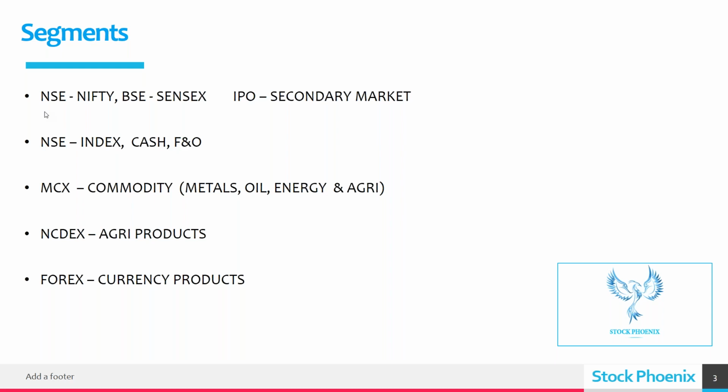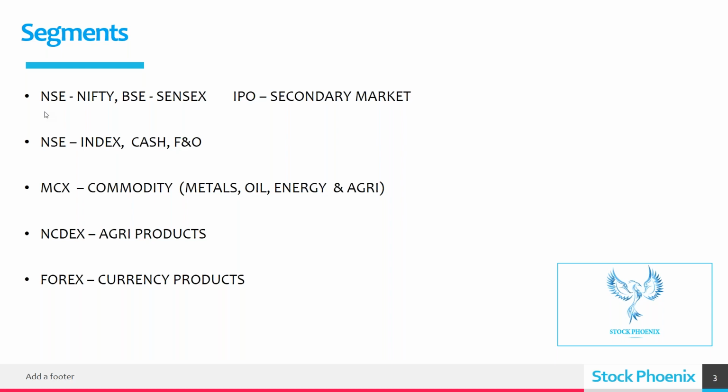And IPO, initial public offer, secondary market. These all things we will be seeing in the worked out examples now. And in NSE, you can see the trading segments are index, cash, future, options. We will be seeing the slide now. And next type of exchange is multi-commodity exchange, which allows traders to trade in metals, oils, energy, and agri products. And next is NCDEX, which is there for agri products.